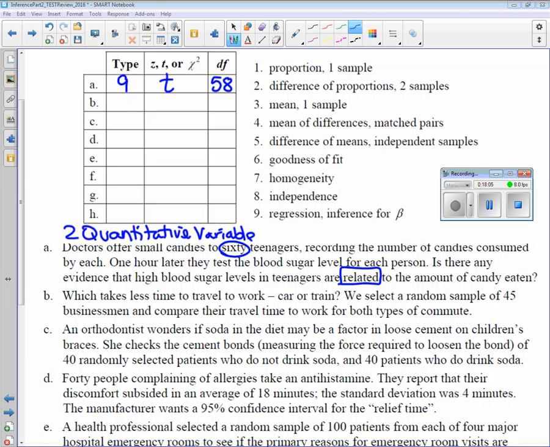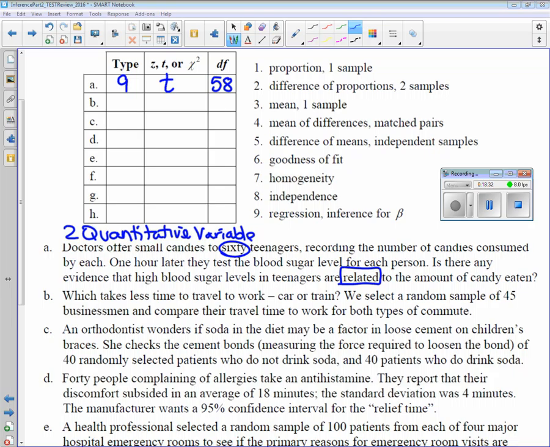Which takes less time to travel to work, car or train? Time is the variable I see here. Is that qualitative or quantitative? Quantitative, again, it's a measurable thing. Is that the only variable I'm measuring? Yes. Time is what I'm measuring. What am I doing, though?